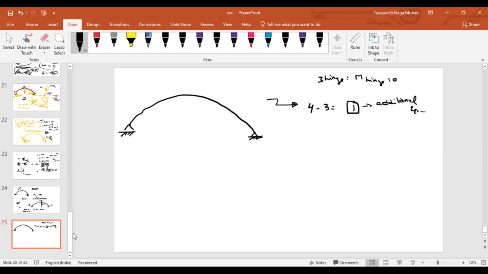So let me discuss those cases. Now I am talking about parabolic. If it is a parabolic 2-hinged arch with UDL loading, what if it is a 3-hinged arch? What is the horizontal thrust for a UDL loading for a 3-hinged arch? WL square by 8H. Similarly, even for the 2-hinged arches, it will be WL square by 8H. You will get the same reaction.